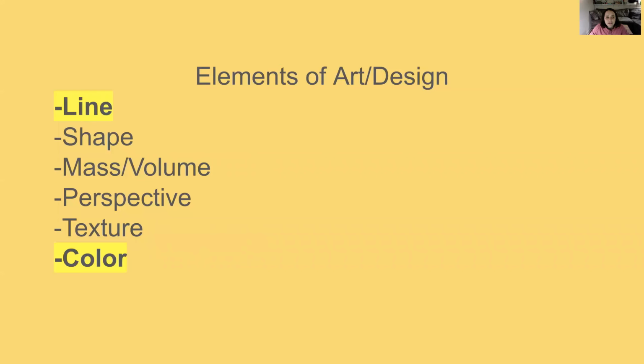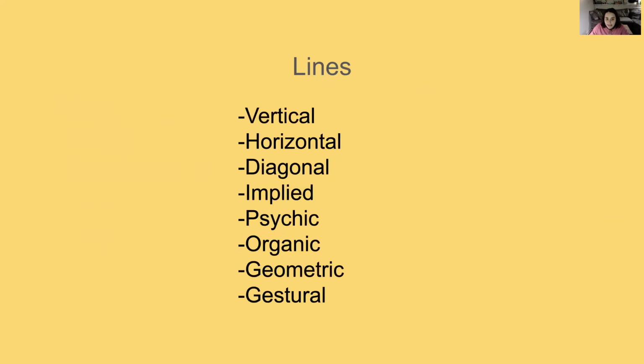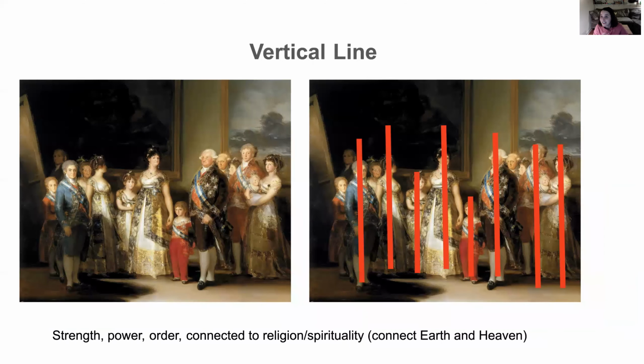Okay, so I'd like to talk about line and color. When we talk about line, there's a number of different lines, and I want to talk about the significance of them. So obviously vertical line, we know what this is. It's a line that goes up and down, but you'll want to think about some of the connotations of this. This is something I found online, that the vertical line signifies ideas of strength, power, order, the connection between religion and spirituality.